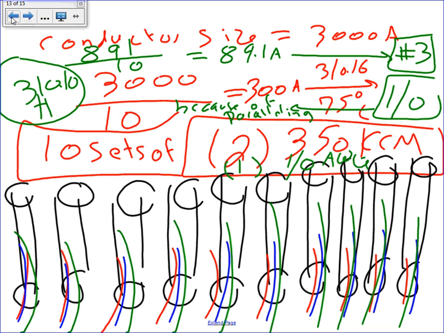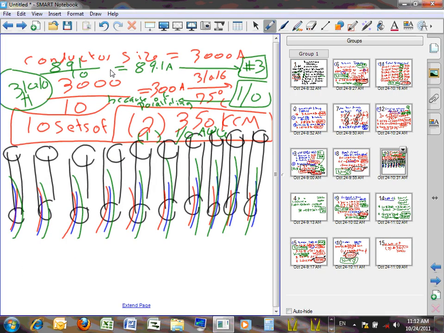Okay, I'm done with that one. I just owe you guys, where does it say that the grounded conductor does not have to be larger than the ungrounded conductor? Let me find this one for you. That's it. Thanks.